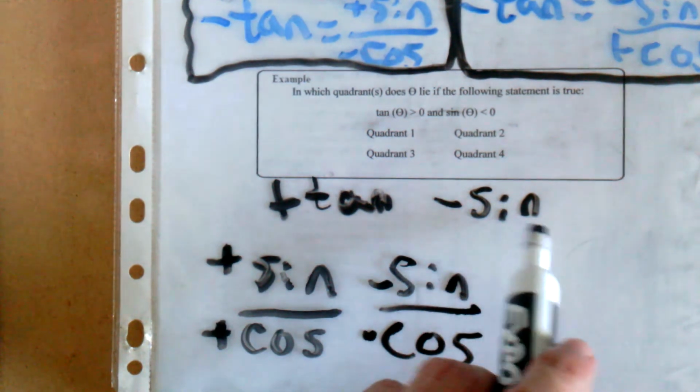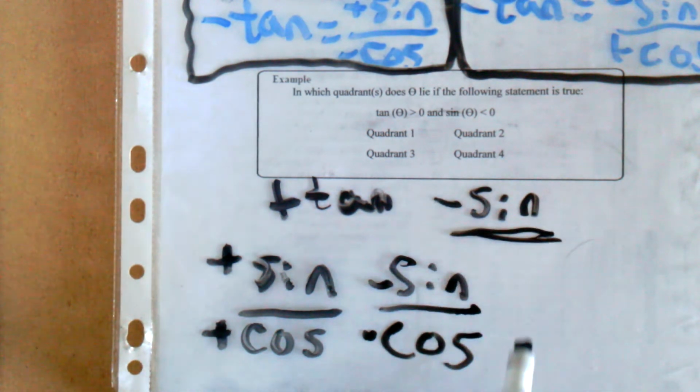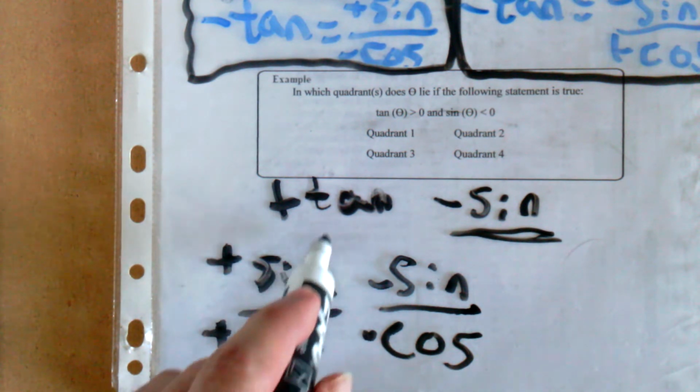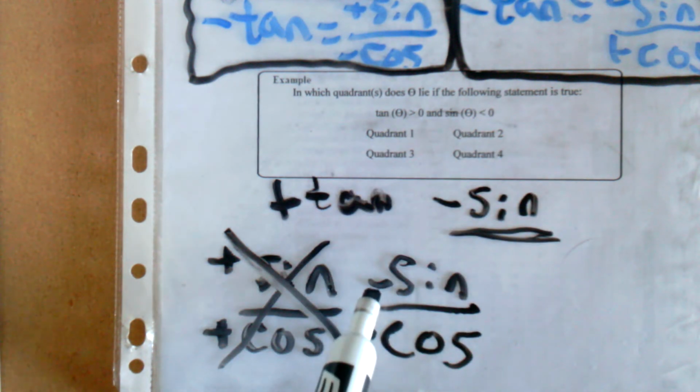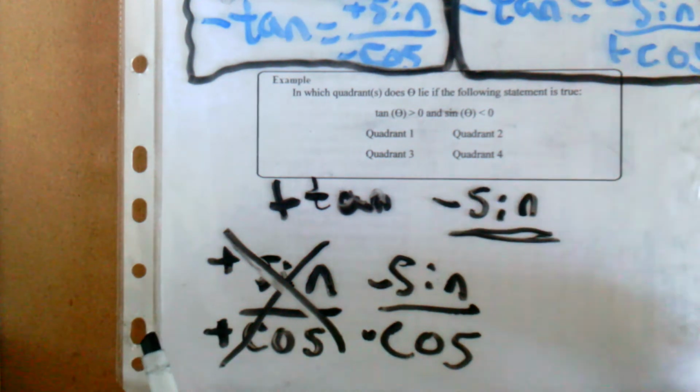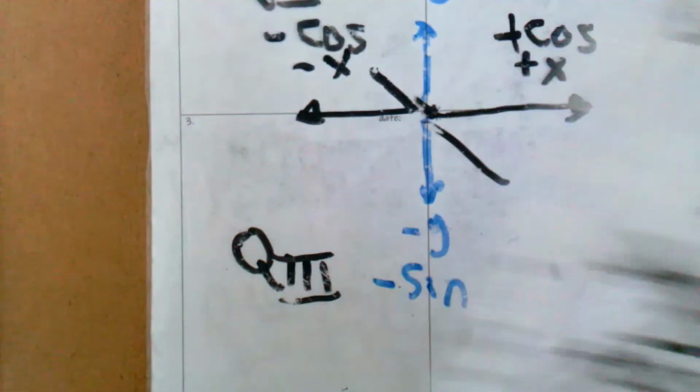But we know that sine needs to be negative. So if sine also needs to be negative, we know we're not in this case, because in this case sine is positive. So that means we must be in this case. So sine needs to be negative and cosine needs to be negative. So the question is really asking us, in which quadrant is sine negative at the same time that cosine is negative? So let's go look at our coordinate plane again and look for where sine is negative and at the same time cosine is negative.